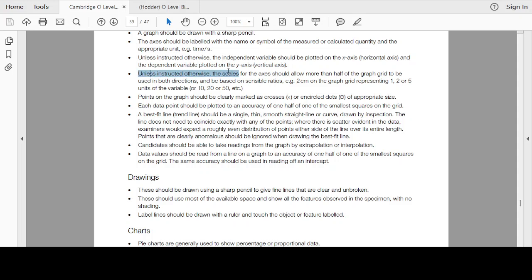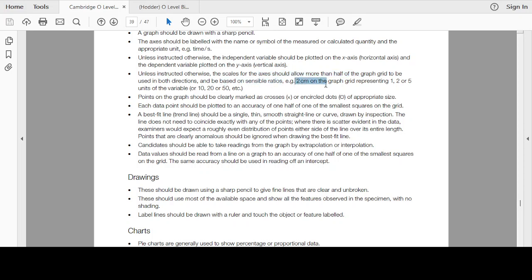Unless instructed otherwise, the scales of the axis should allow more than half of the graph grid to be used in both directions, so vertically and horizontally. Right, so using at least half of the graph grid, in fact, should allow for more than half. Sorry, not at least half, but more than half. And be based on sensible ratios.